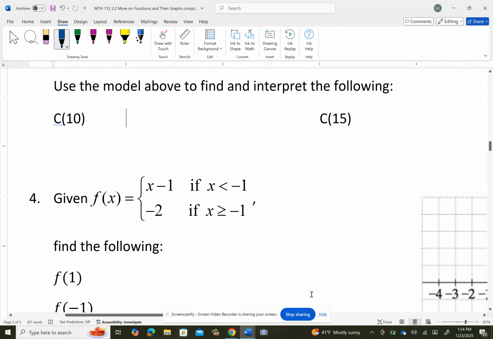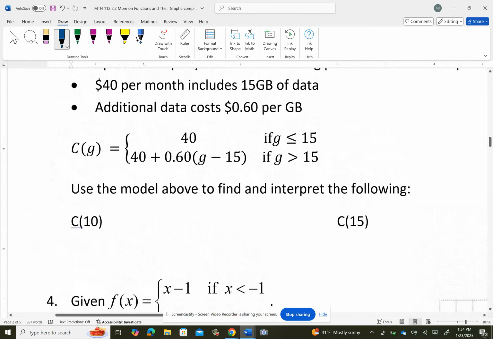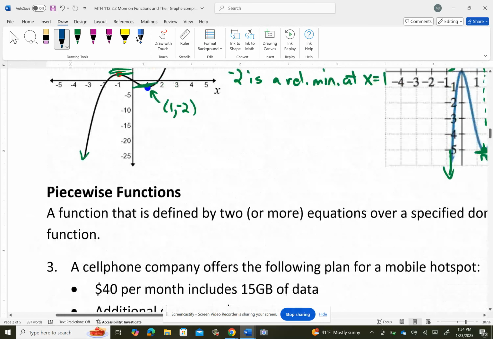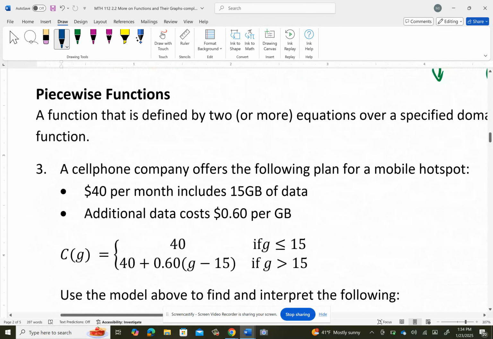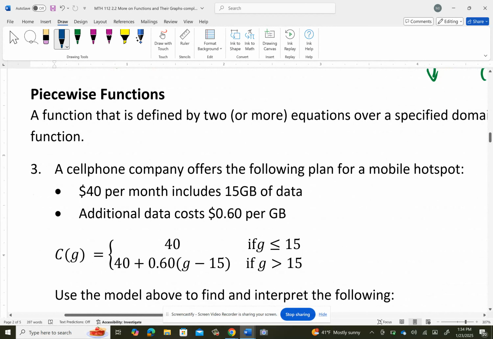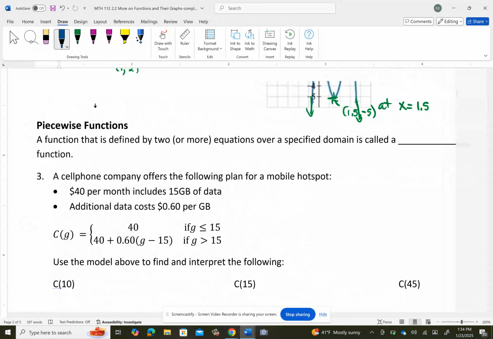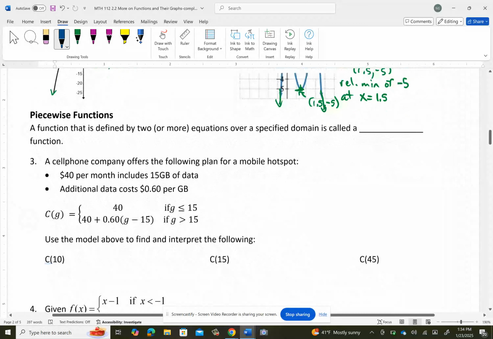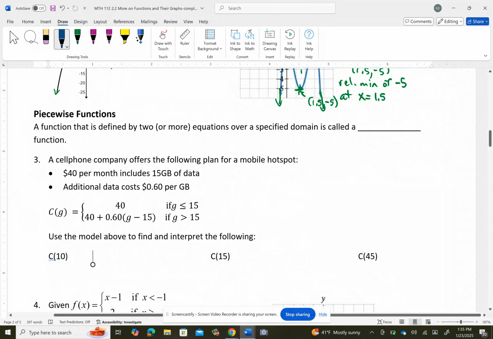Now, continuing with section 2.2, I wanted to get into the idea of a piecewise function. These are actually quite important. A lot of real world examples would require a piecewise function, in other words, a function where you need more than just one rule to define it. A function that's defined by two or more equations over a specified domain is called a piecewise function.